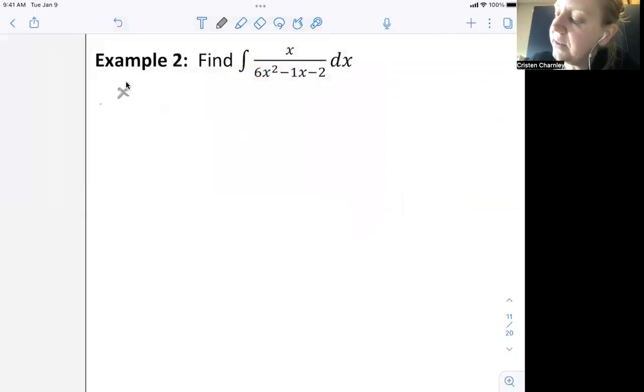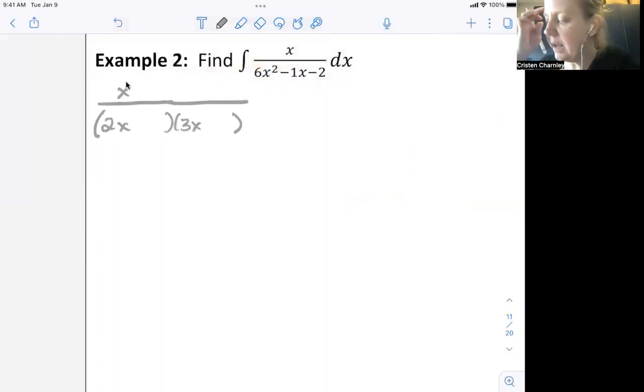So we have x. Now my a term is not 1, so that's always a little bit annoying. This takes guess and check. I'm going to go with a 2x and a 3x. Just guessing here at this point. And my factors of 2 have to be 1 and 2. So if I put a 2 here and I put a 1 here, I know I'm going to have a 3x and a 4x. Let's see if we can make the signs work.